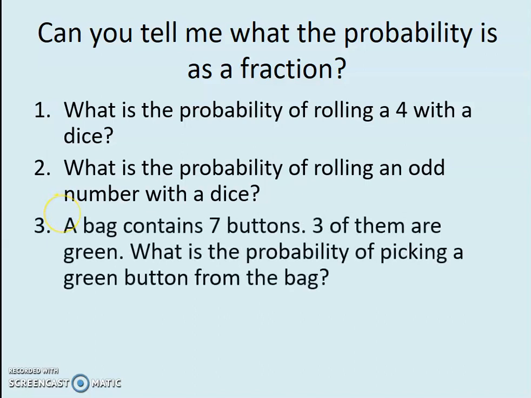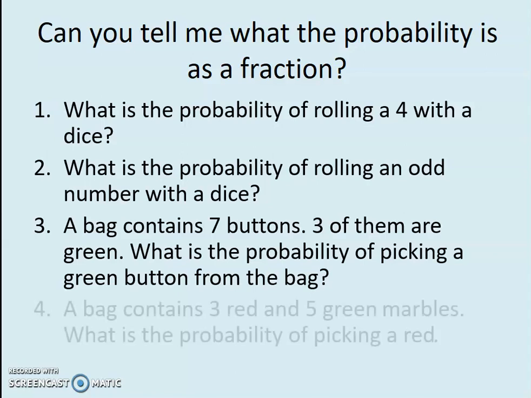Third question. A bag contains 7 buttons. 3 of them are green. What is the probability of picking a green button from the bag? It will be 3 green out of 7 total buttons. That is 3 over 7.